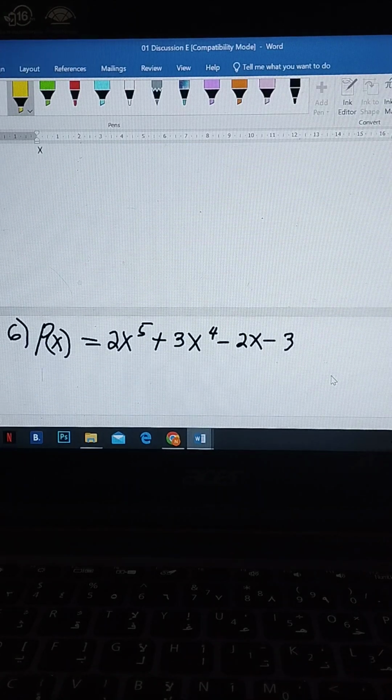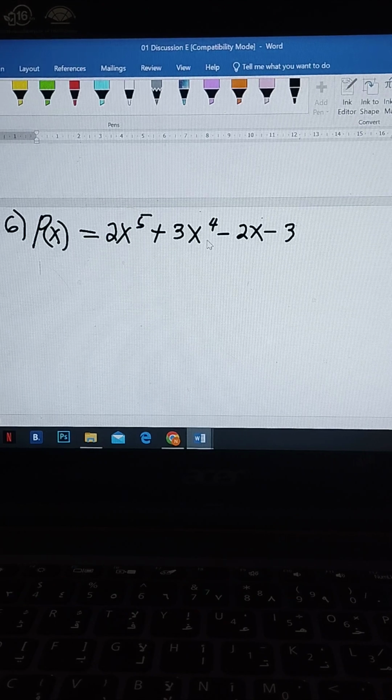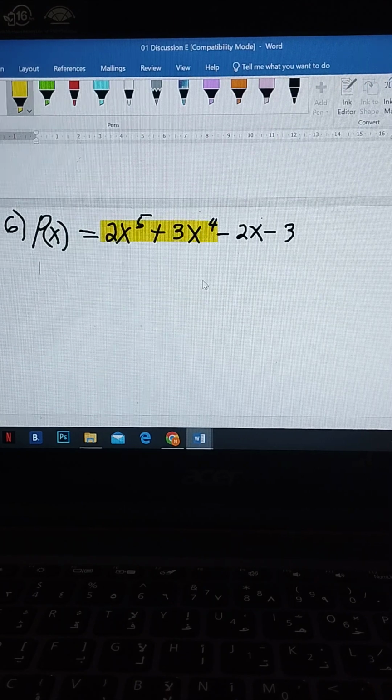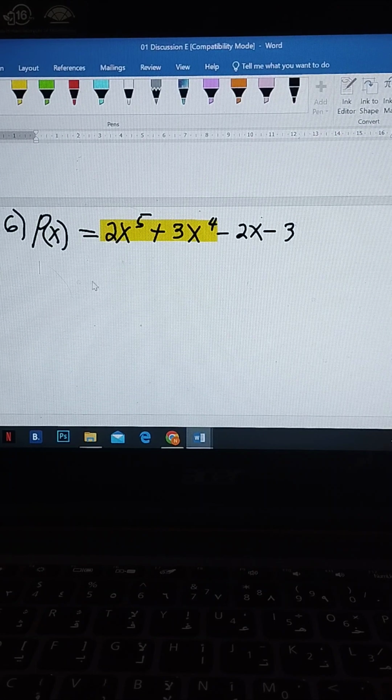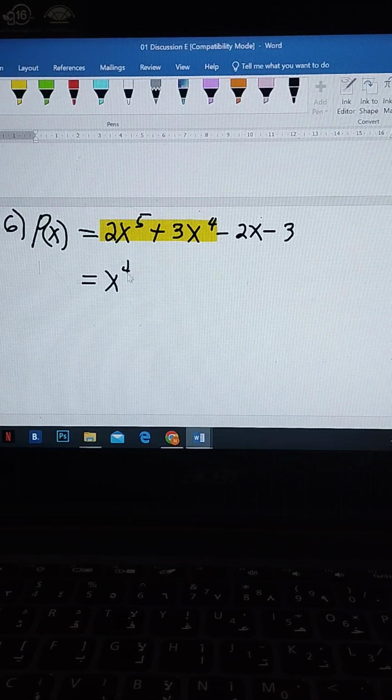Okay, next, number 6. As you notice from here, if we factor out the GCF of the first two terms, we will use the groupings again. So that is equal to x raised to 4. We bring out the x raised to 4. So this one is 2x plus 3.